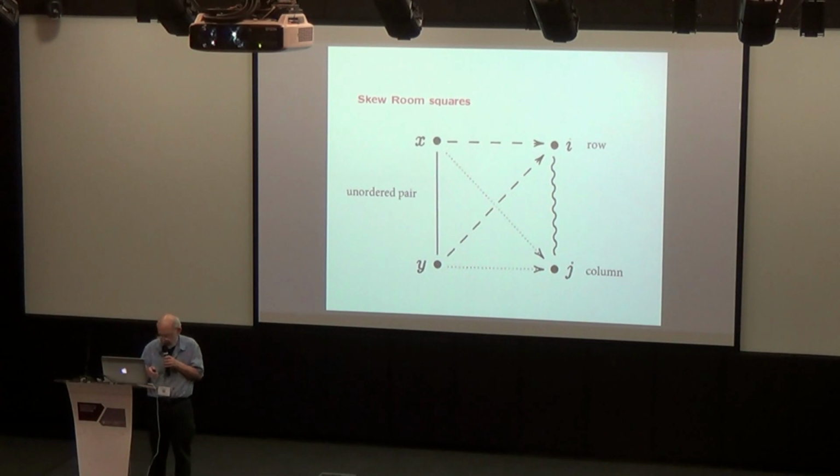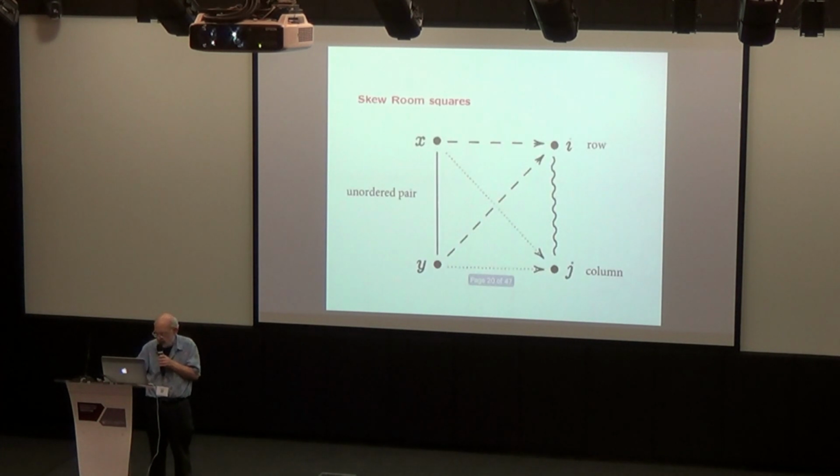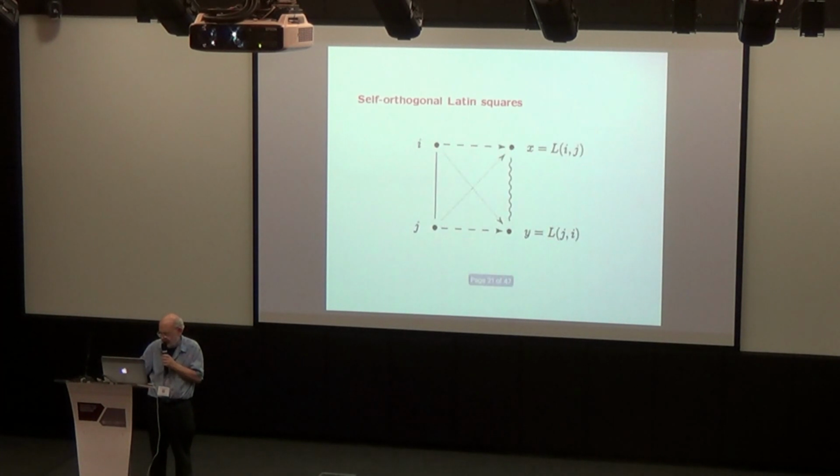Does every unordered pair IJ, does one of them, row I, column J, contain either nothing or an unordered pair, and the unordered pair should occur exactly once. It's strange, but true. As usual, I'll let you fill in the details there.